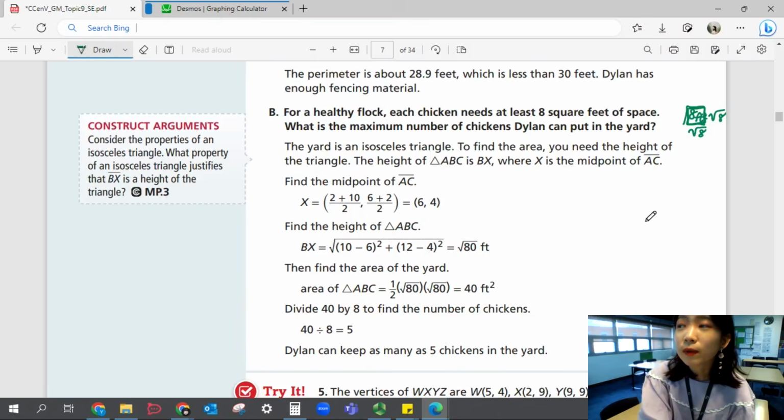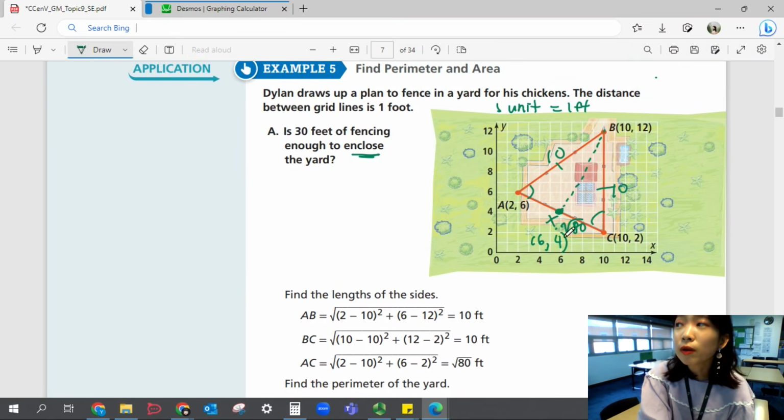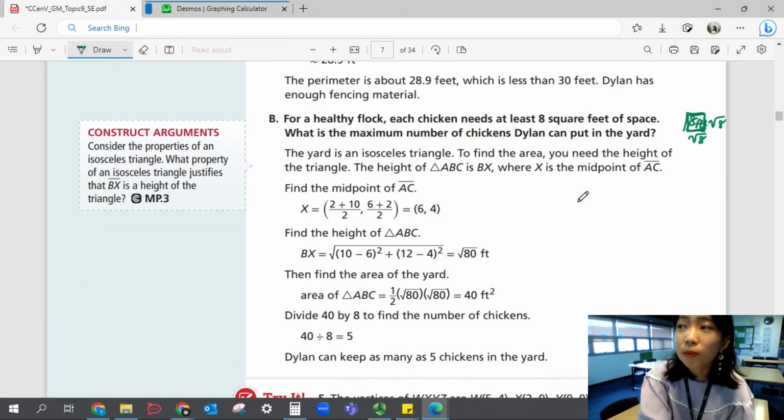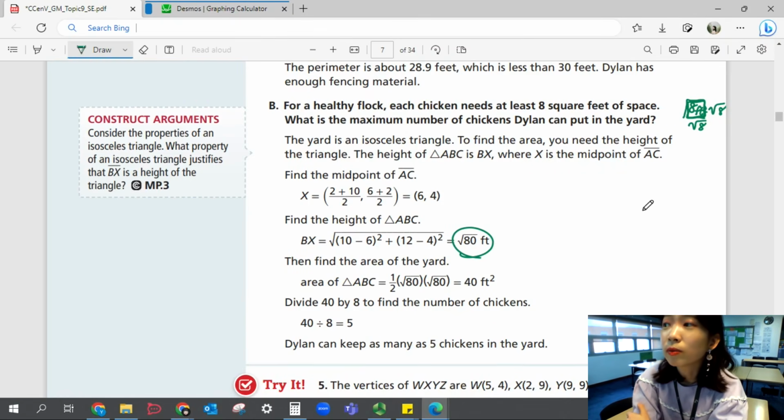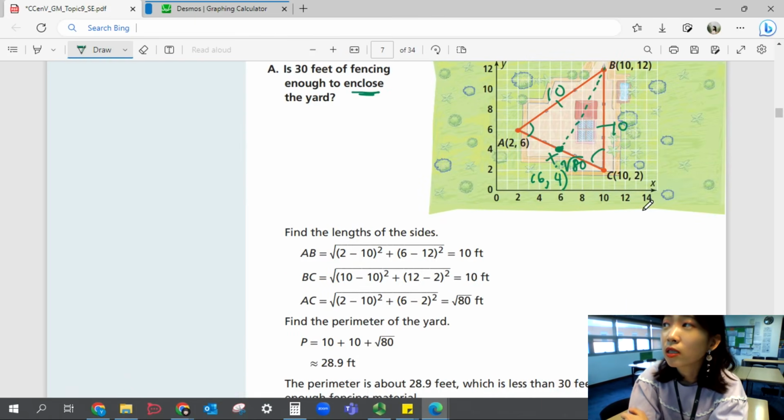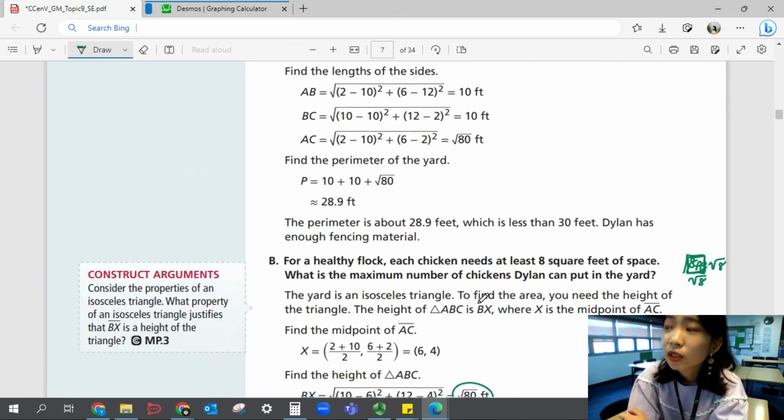And then we want to find the height, which means we already have the coordinate points for B and X. So we're going to figure it out using the distance formula. Plug in your points into the distance formula. You're going to get square root of 80. Then you're going to find the area of the yard because the height is square root 80. Your base can also be figured out using the distance formula, but you've already figured it out in part A.